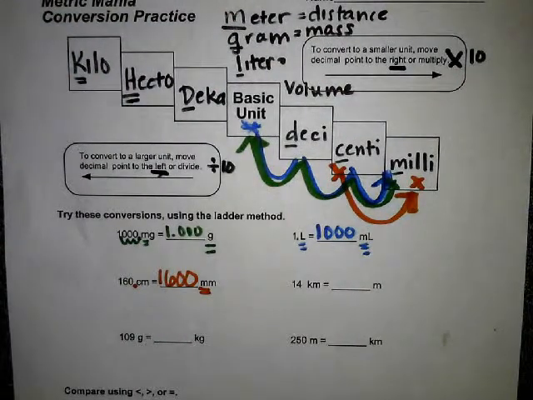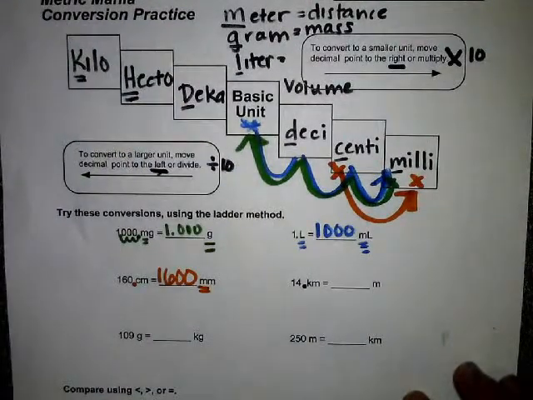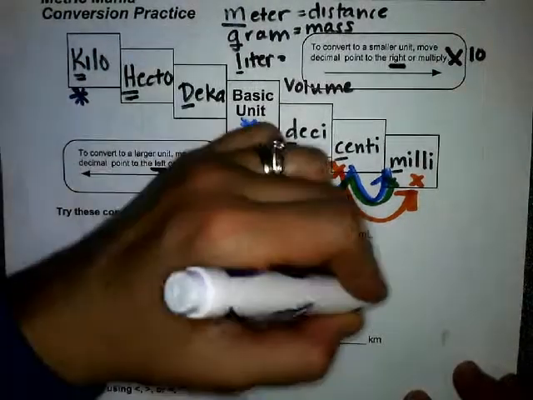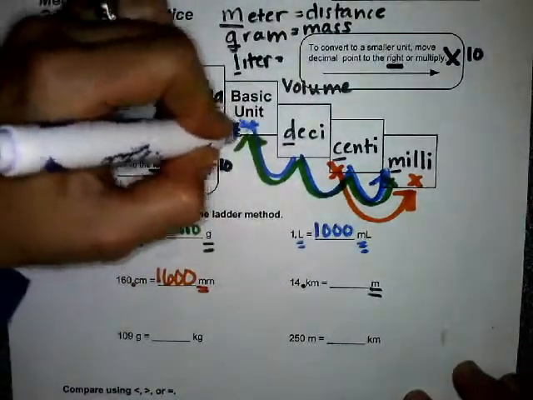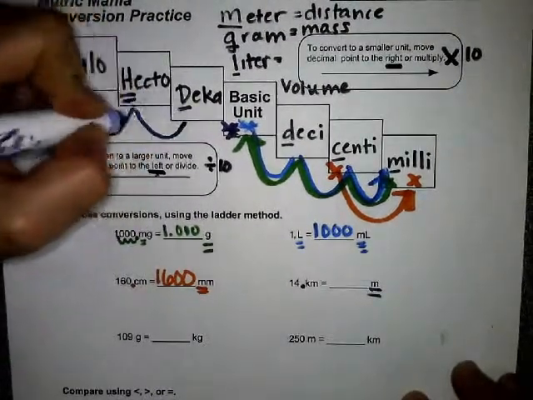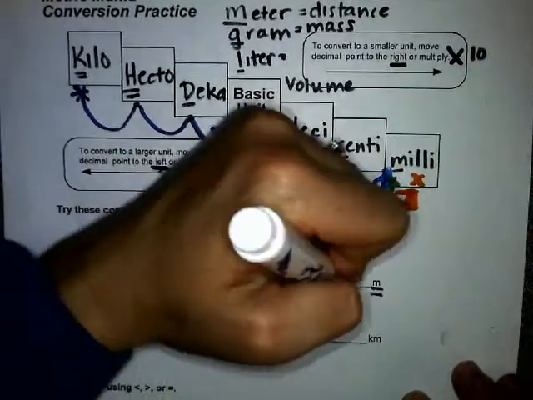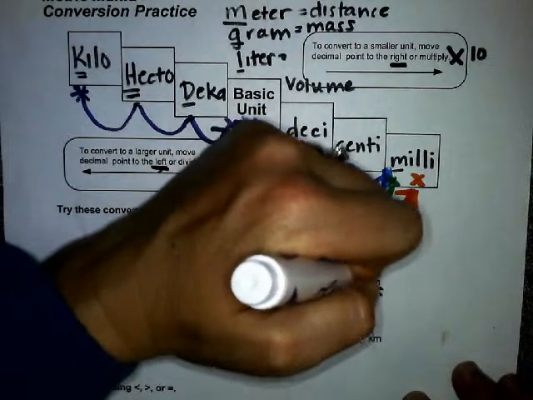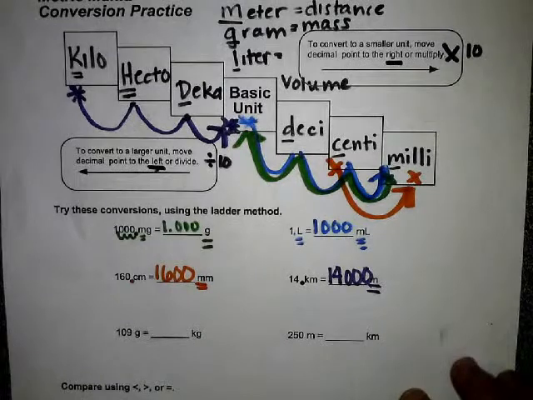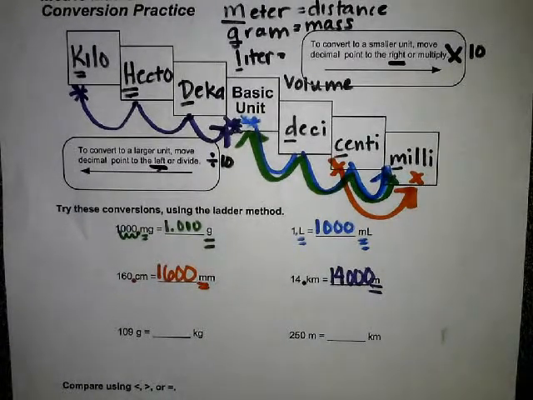14 kilometers, excuse me. Put your decimal spot, find your starting point, find your ending point, count your stairs, 1, 2, 3, and move your decimal spot, so that becomes 14,000 meters. You just move your decimal spot the number of steps that you go.